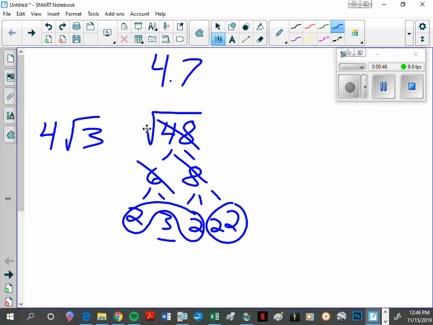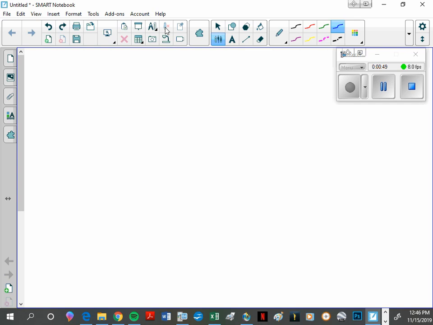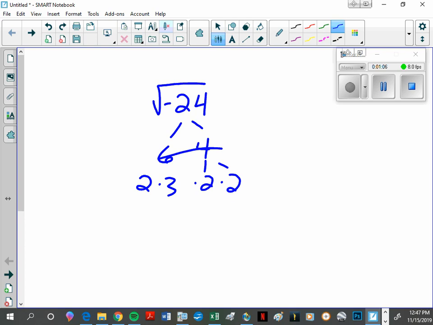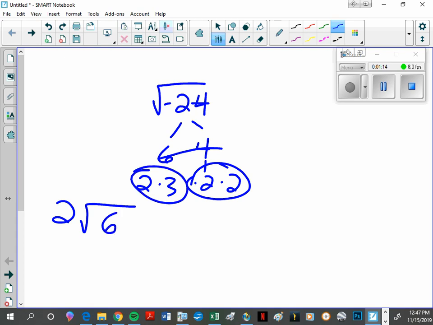Okay? All right. What if I had the square root of negative 24? It's going to have an i in it. So 6 and 4, 2 times 3 times 2 times 2. So on the outside, I put a 2. And on the inside, I put a 6. And where does the i go? Between the root and the 2. So 2i root 6. Okay.